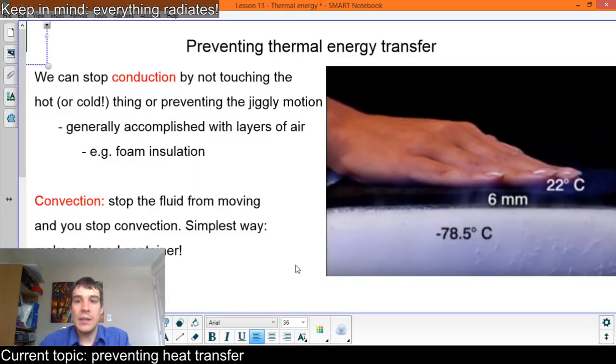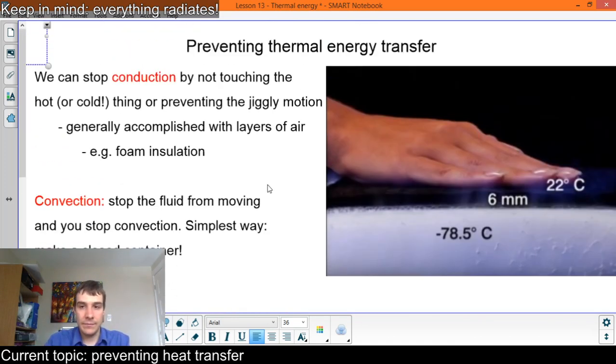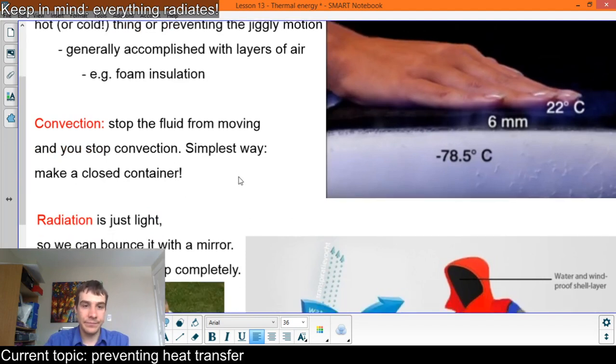So back to this. Interesting. So foam insulation. This is why our houses have insulation, fiberglass insulation. It traps air, and so the air is trapped in the fiberglass insulation. And the thicker the insulation, the better the prevention of conduction.